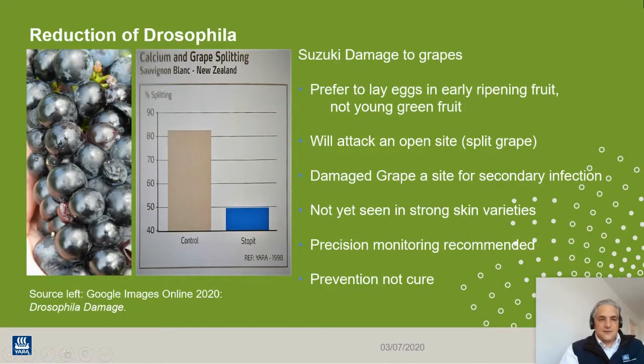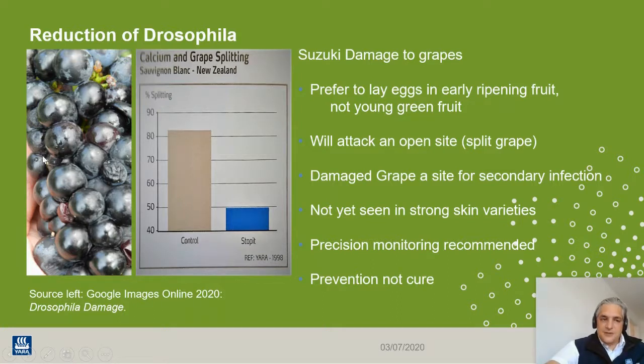If you look to the left, you can see a photo which demonstrates the impact of Drosophila on grapes. These berries, which appear raisin-like, are where the young has entered the fruit and has already begun to feed on the internal flesh of the fruit. But what we notice here is very signature.